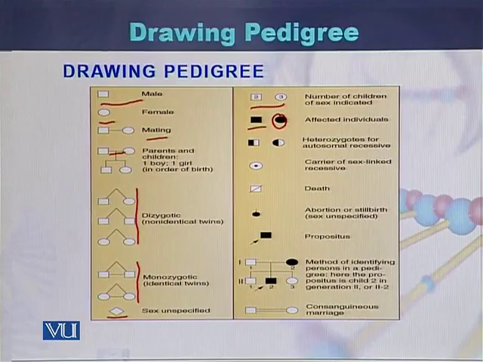So these are the heterozygous conditions. Carrier of the sex-linked disease, death shows by a vertical line. So these are all the symbols which are used for drawing a pedigree.